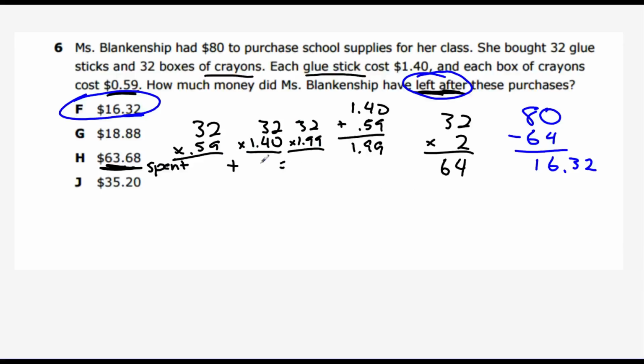Okay? If you really want to work this out, you can. I guess it'd be fun.